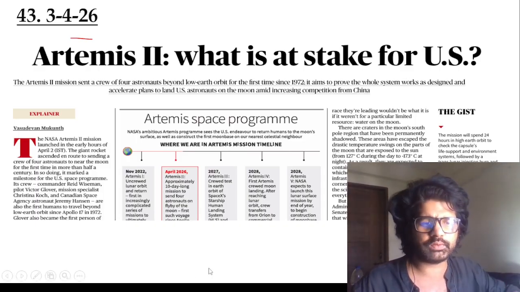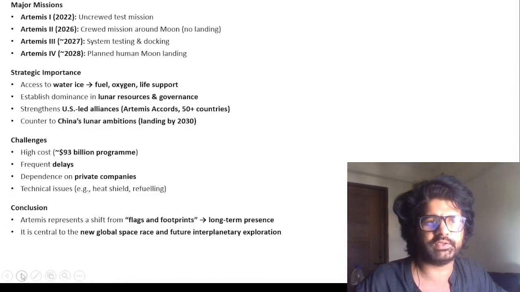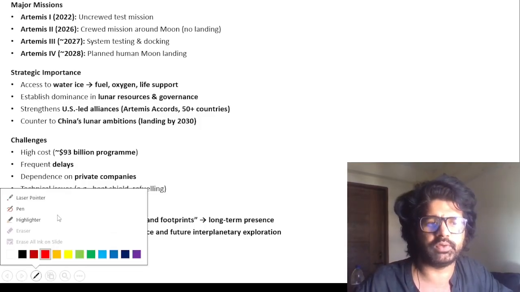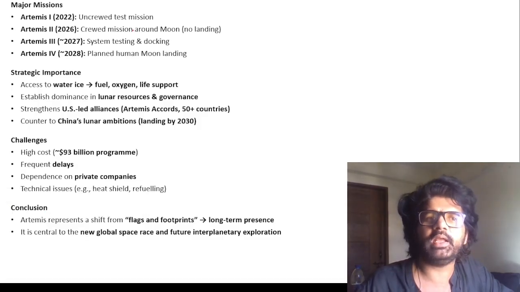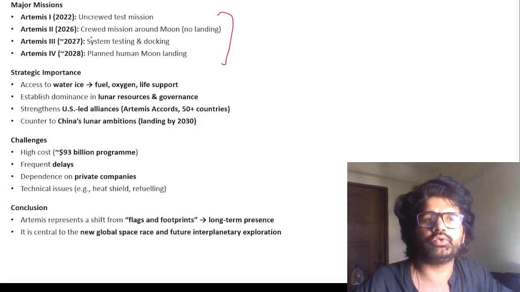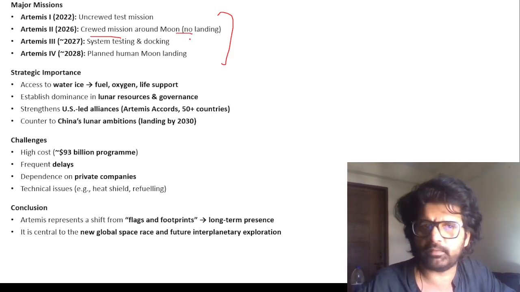So what is this Artemis 2 mission all about? There is Artemis 1, there's Artemis 2. First of all, let's have a look at these things. You see Artemis 1, 2022, uncrewed test mission. Basically, the aim is somewhat more. Right now in Artemis 2, they will orbit around the moon, and using the moon's gravity, they will come back to Earth, which they have already done.